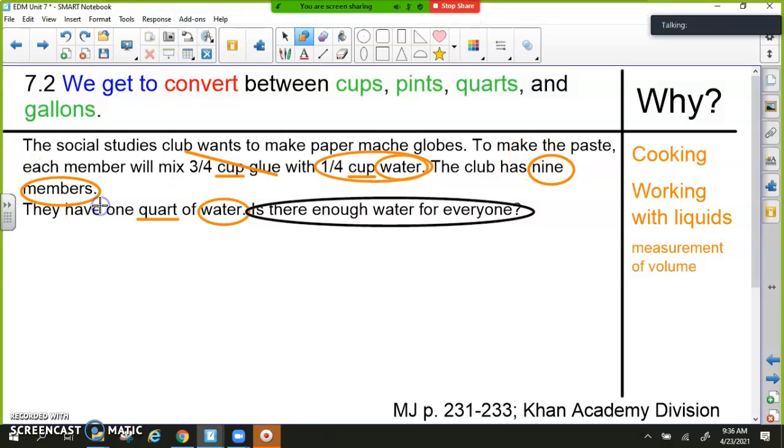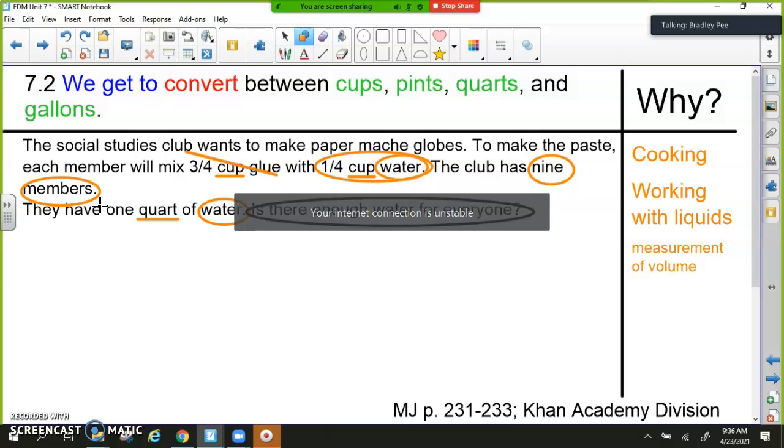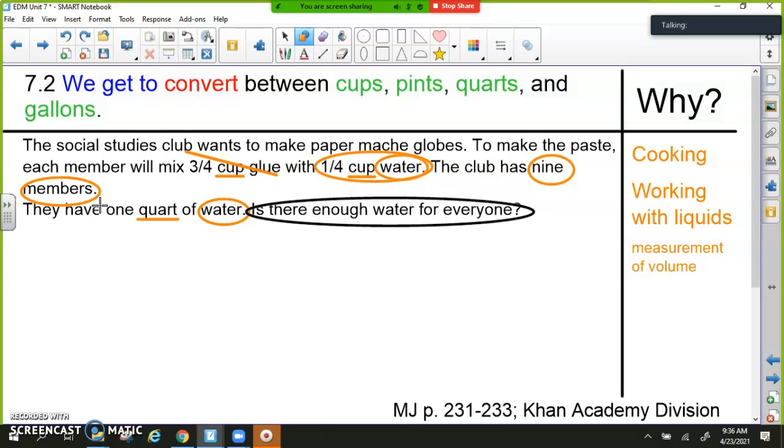Okay. So I need to find out how much water they're going to use. What would I do to find how much water is being used? Would I add, subtract, multiply, or divide in your opinion? Yes, sir. Tell me why you think we would need to multiply.